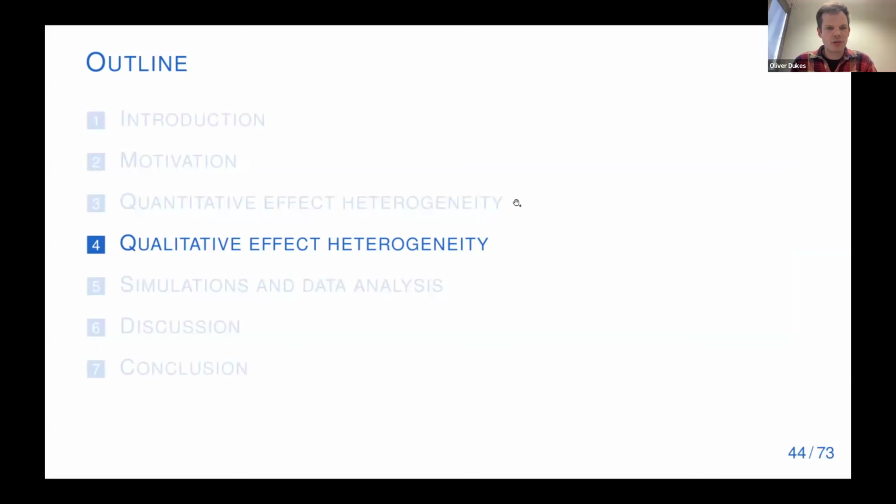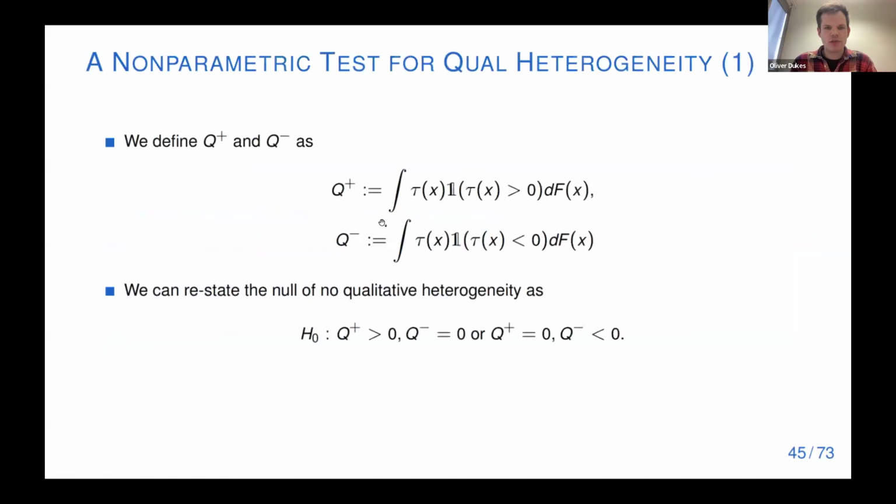Okay, so that's the outline for quantitative effect heterogeneity. For qualitative heterogeneity, it is closely related, but we're now going to have 2 estimands, right? 2 summaries of heterogeneity. One is the average treatment effect for people who have a beneficial treatment effect. So that's Q+. The other is the average treatment effect for those for whom the treatment is harmful, and that's Q-. And therefore, I can restate the null of no qualitative heterogeneity as basically saying that one of these parameters is equal to 0. So, for example, we would have no qualitative heterogeneity if the average effect in those for whom the treatment is harmful is equal to 0, right? Because there's no one in this group.